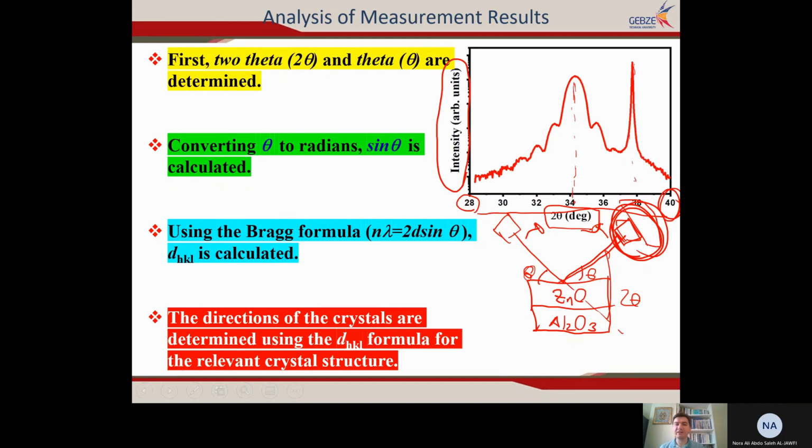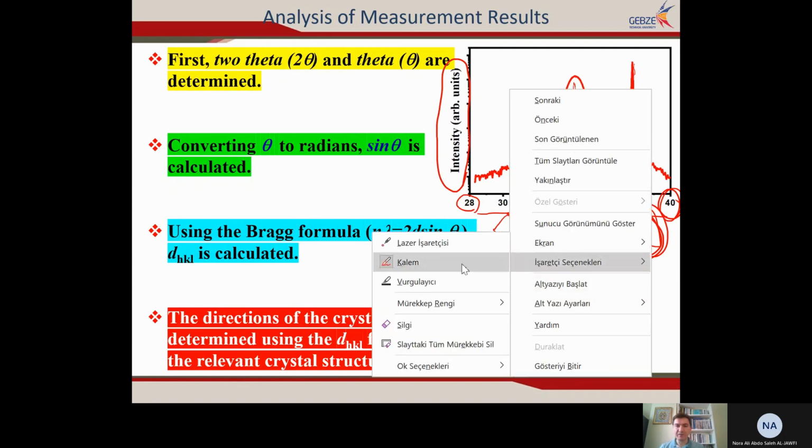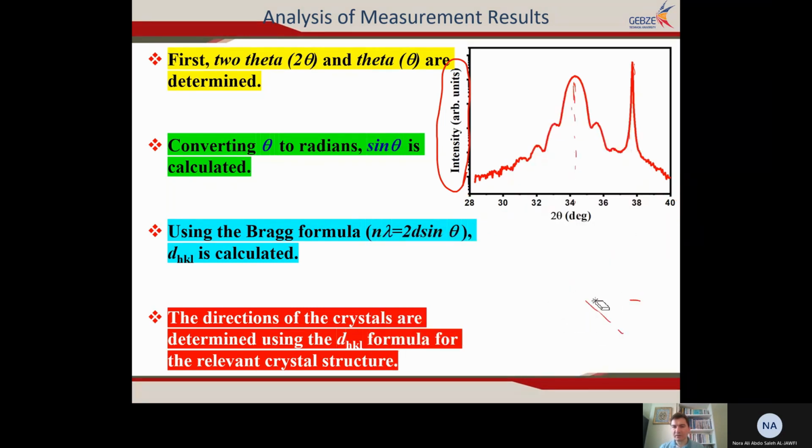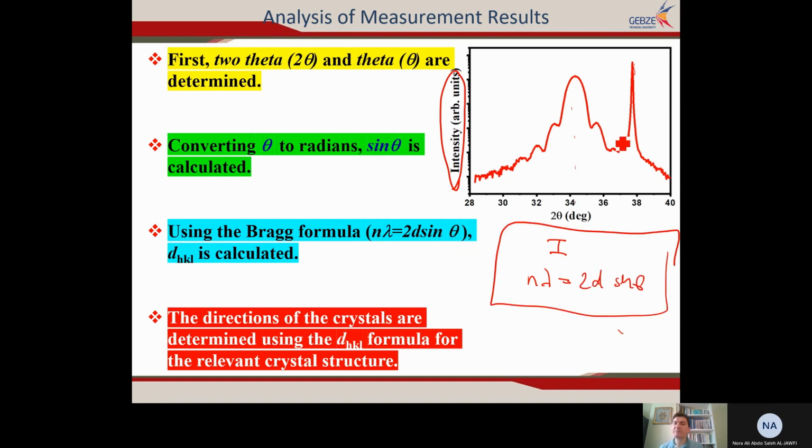In order to analyze this type of data, you must be very careful with two important things. One is Bragg's law, the other one is intensity. If you see such X-ray diffraction data, you must be careful with two parameters: one is the intensity read by the detector, the other one is Bragg's law. I can ask many questions here, and in order to answer them, these two pieces of information can help you a lot.